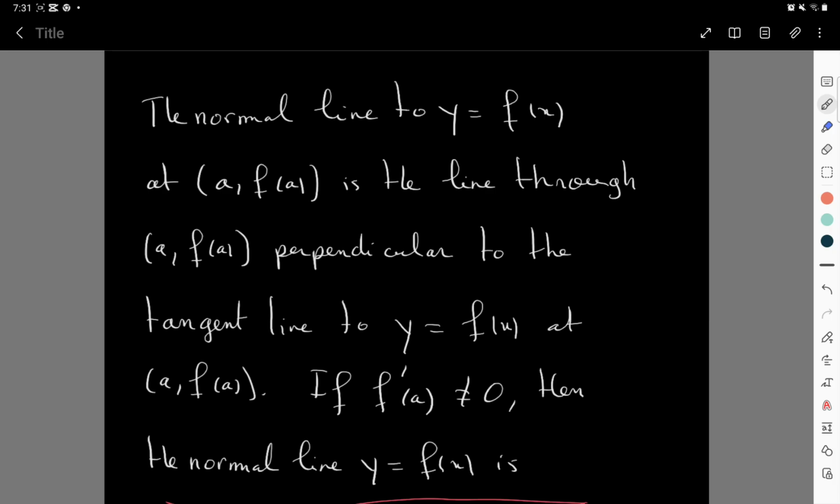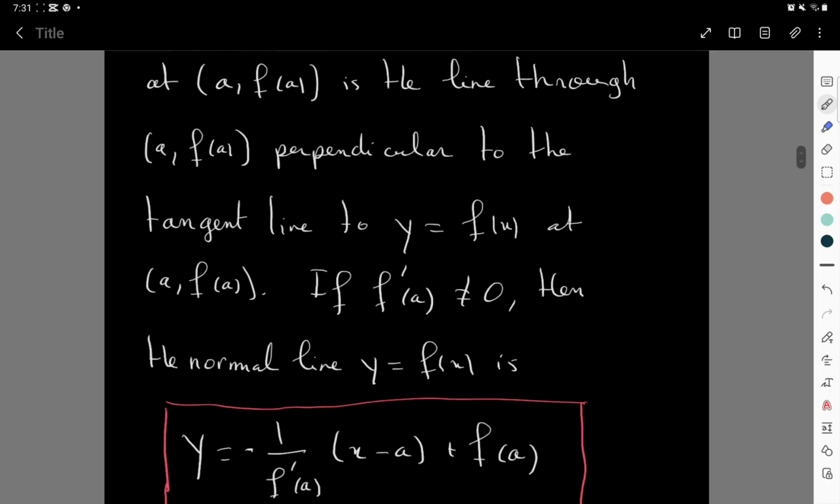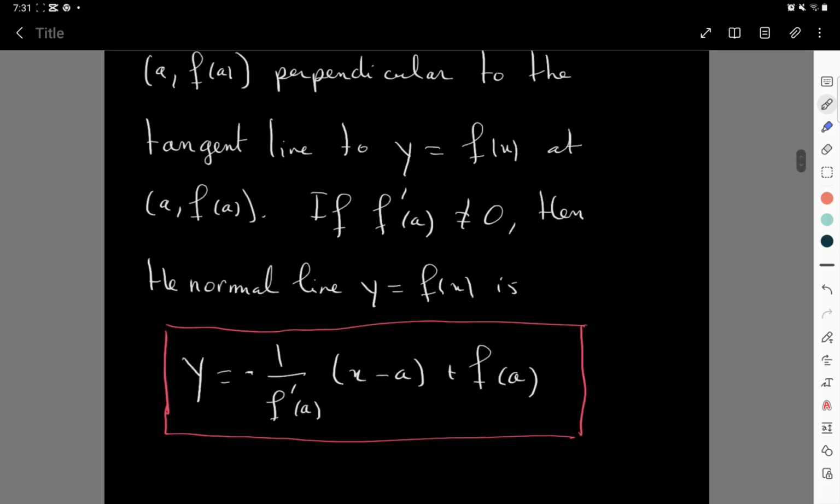Now let us move on to the normal line. The normal line to y equal f of x at a, f of a is the line through that point that is perpendicular to the tangent line at a, f of a. Now in particular, if f prime of a is non-zero, then the normal line has slope minus 1 over f prime of a. Why is that?